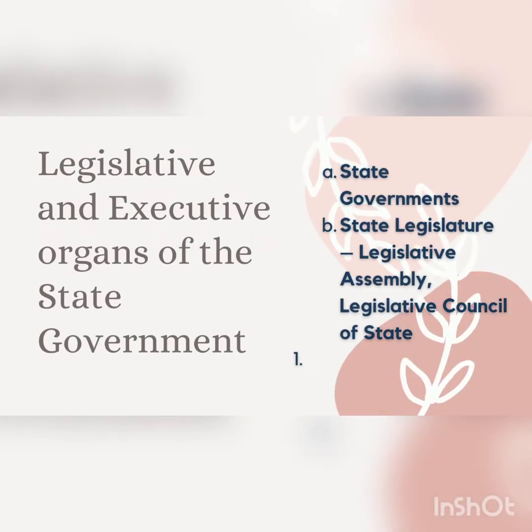Two, legislative and executive organs of the state government: a, state governments; b, state legislature, legislative assembly, legislative council of state.